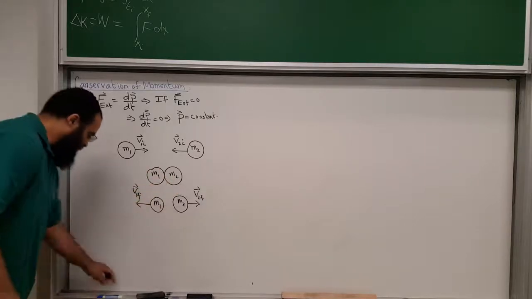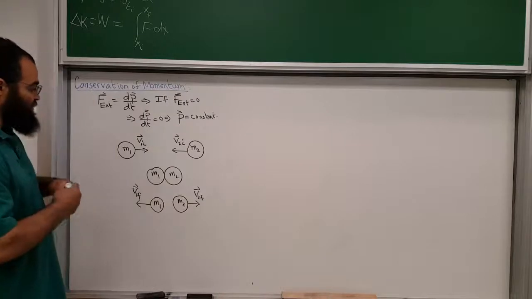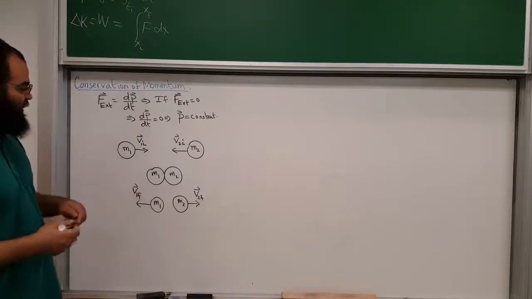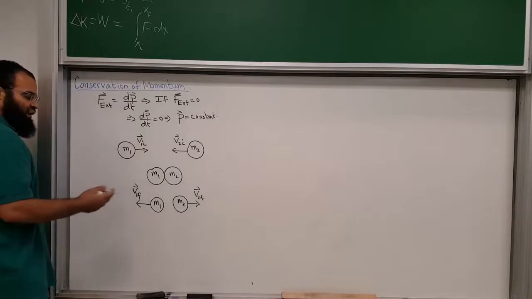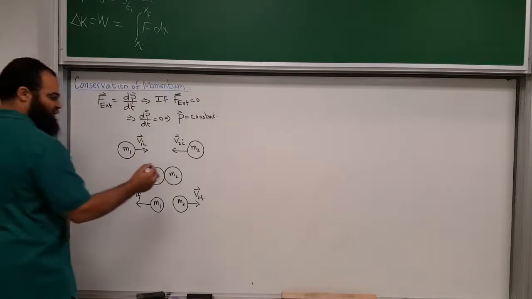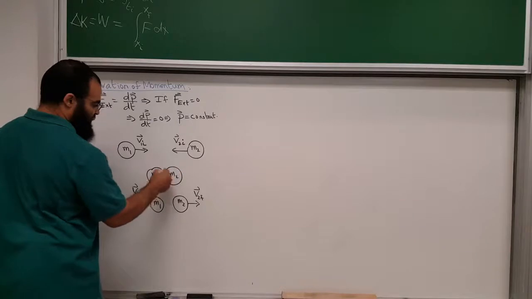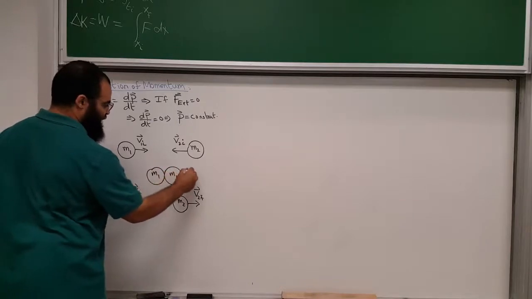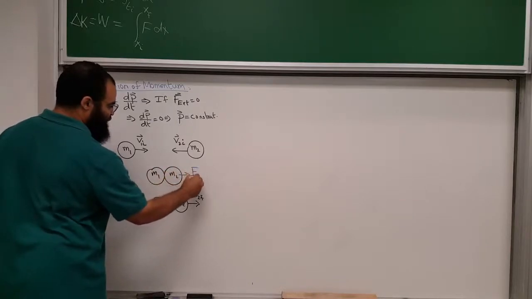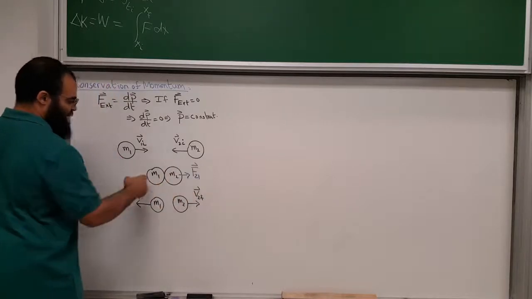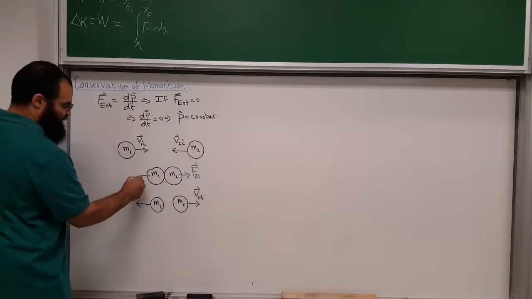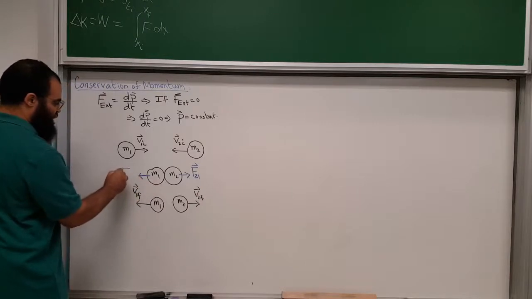By Newton's third law, if M2 applies a force on M1, then M1 applies a force on M2, and it's a contact force, basically a normal force. M2 experiences a force this way. I will call it the force on M2 due to M1. M1 experiences a force that's this way, and that's the force on M1 due to M2.